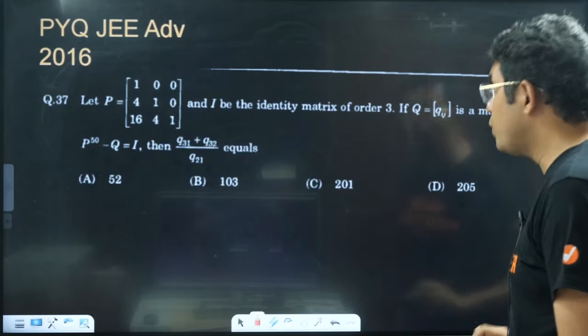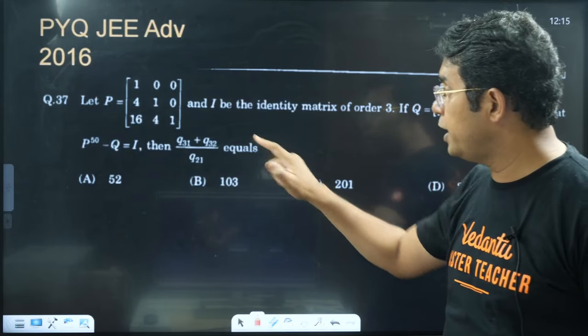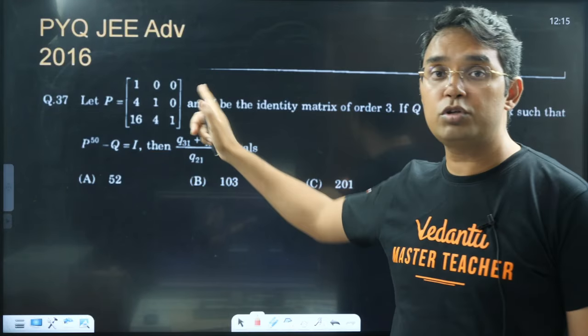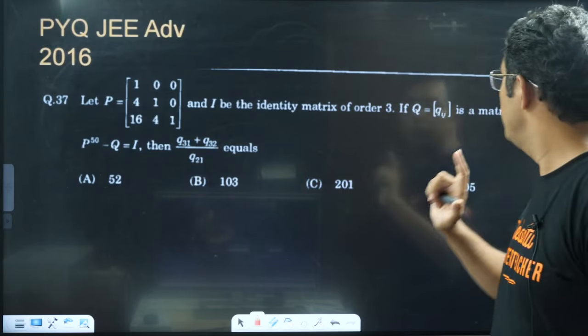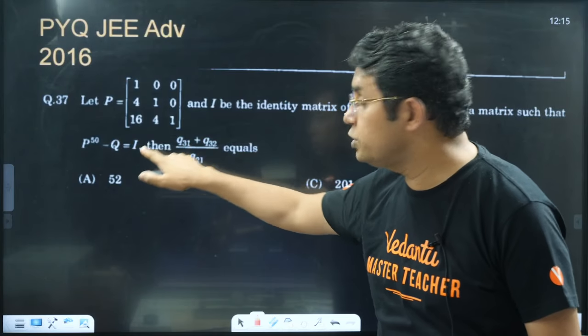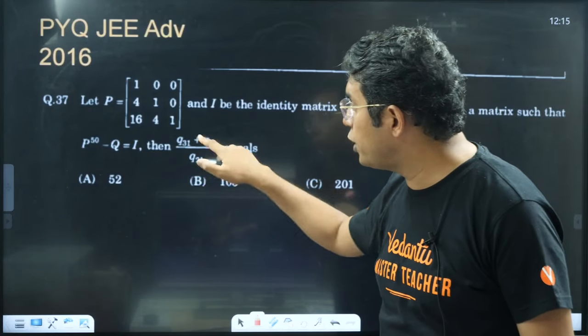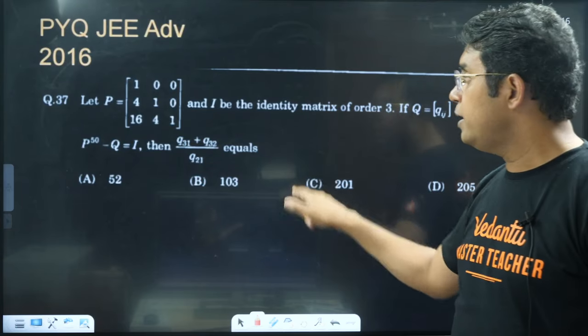Okay, now one more question, and this is again from previous year 2016. Okay, this time they have given 3 into 3 order matrix, and they are asking p power 50 minus q. And what is q? Q is a matrix such that p power 50 minus q is equal to I. Then they are asking for the value of q31 plus q32 upon q21.